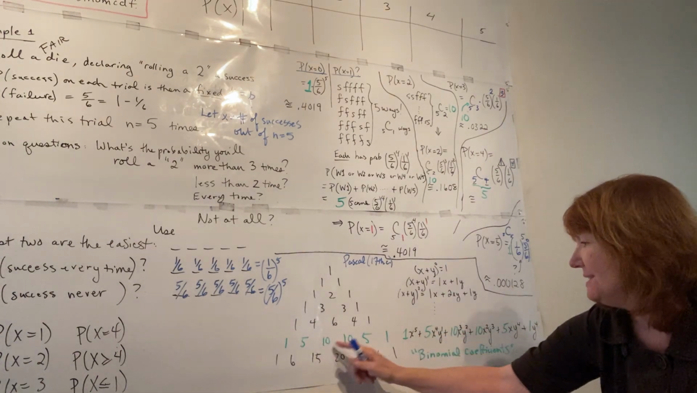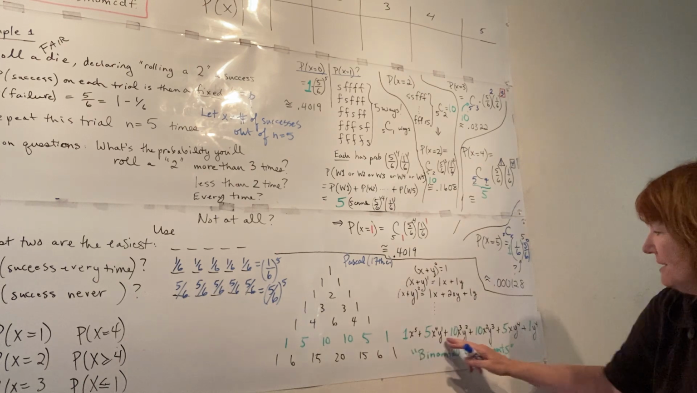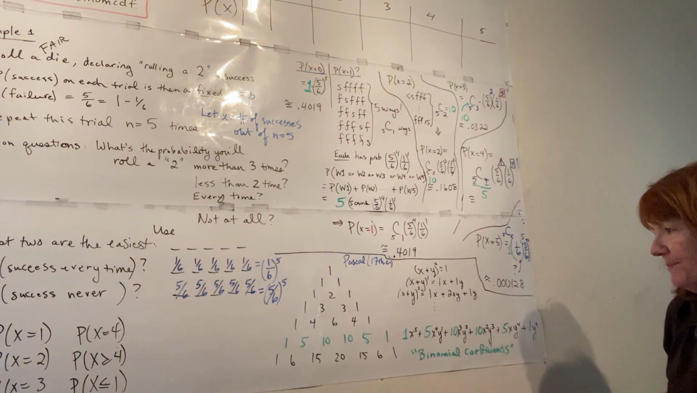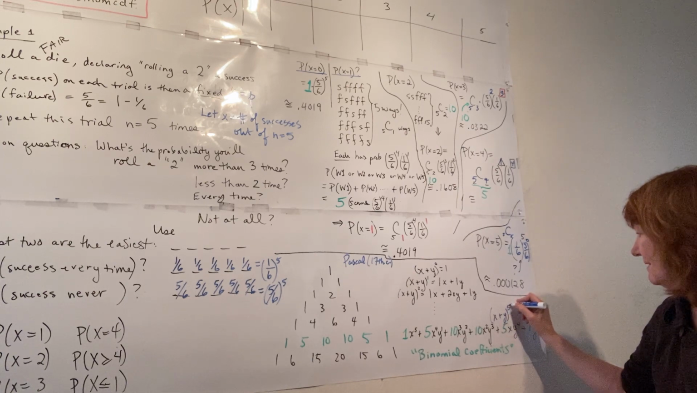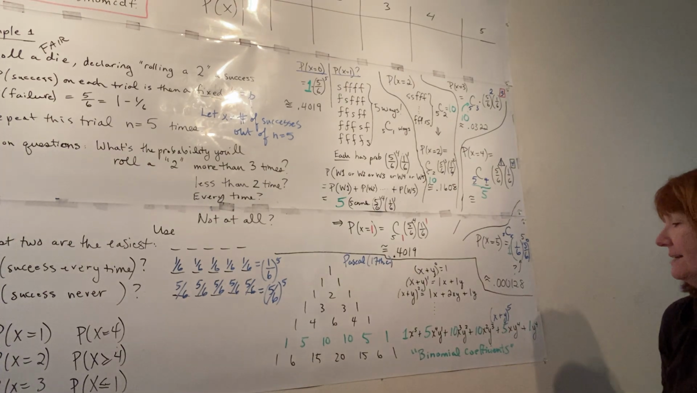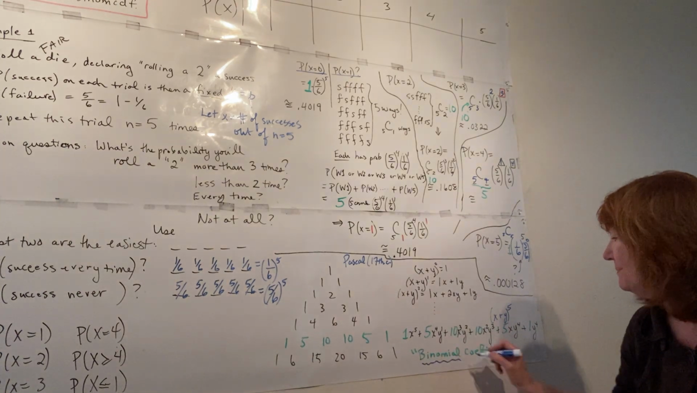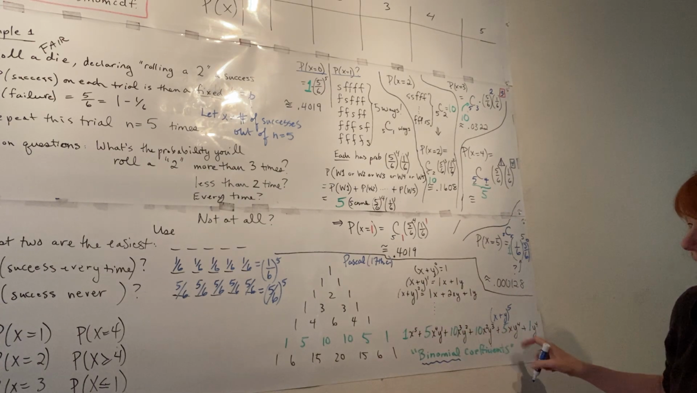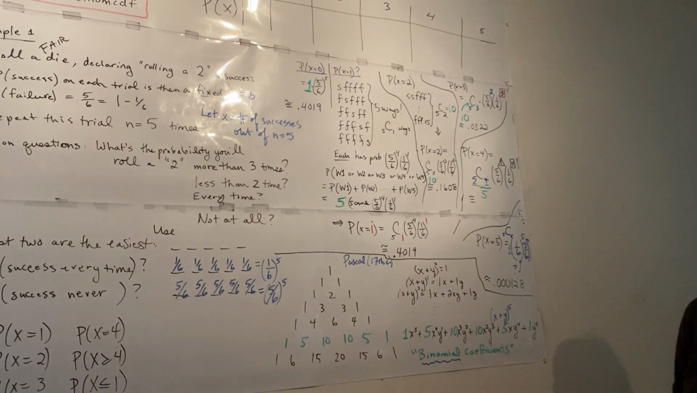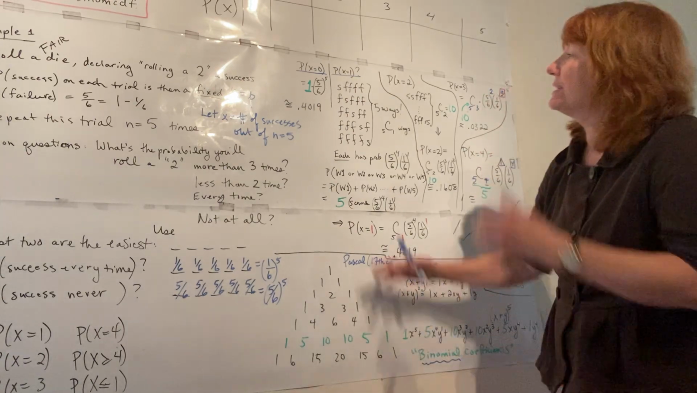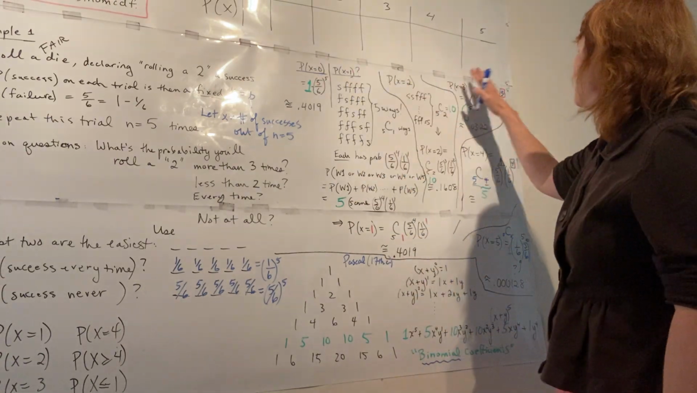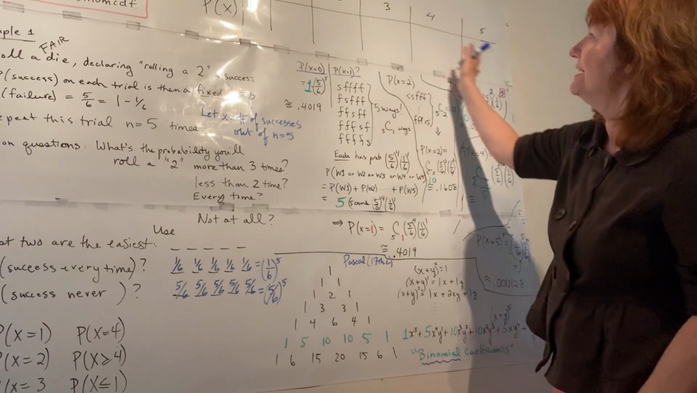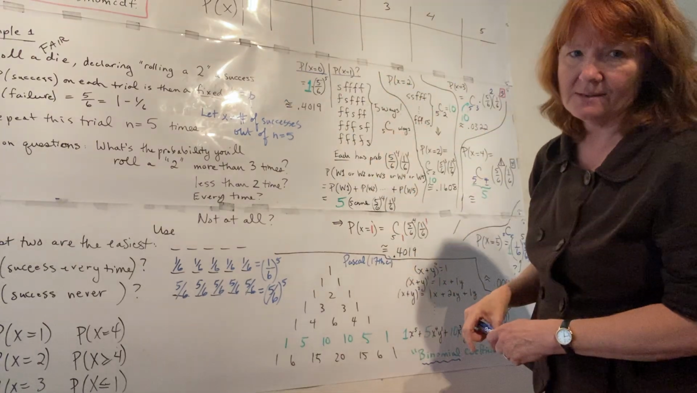X plus y cubed would be 1, 3, 3, 1, and so on. So the 1, 5, 10, 10, 5, 1 are the binomial coefficients from x plus y raised to the 5th. And so this name gets associated with this kind of pattern. And so that's why if we look at the probability of getting x equal to 0, 1, 2, 3, 4, or 5, and put it in an array like this, can you see that?